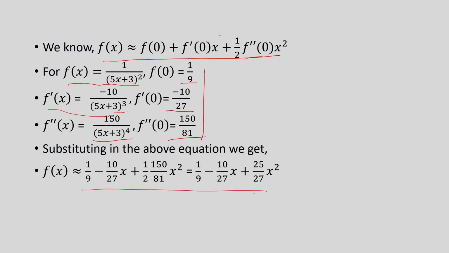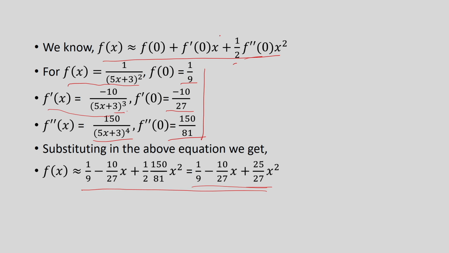It will be 1 divided by 9 minus 10 divided by 27 x, plus there is a half here, half multiplied by 150 divided by 81 multiplied by x square. So, if you simplify this, this becomes this expression.